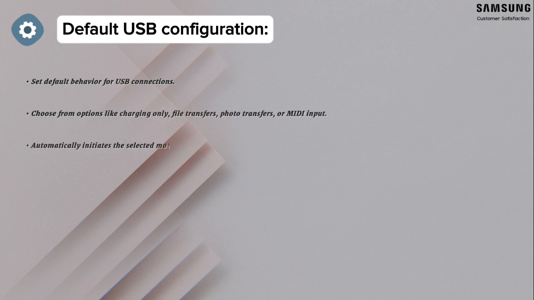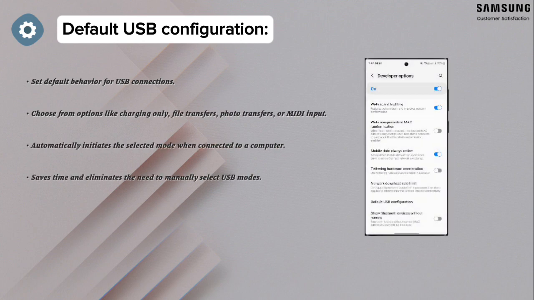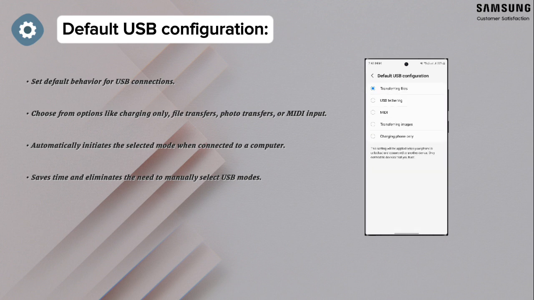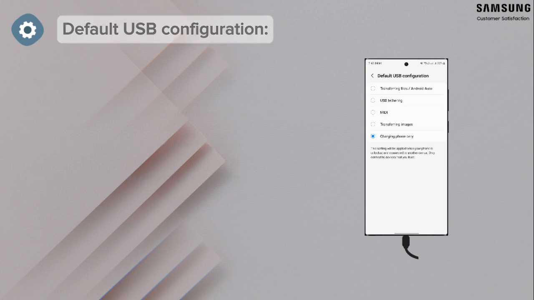Next option we have is USB Default Configuration. This feature allows you to set the default behavior of the USB connection when the device is connected to a computer. You can choose options like charging only, transferring files, transferring photos (PTP), or using the device as a media input.